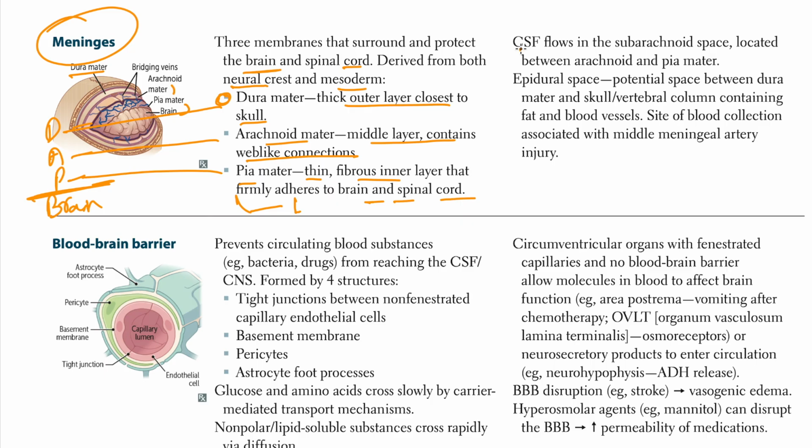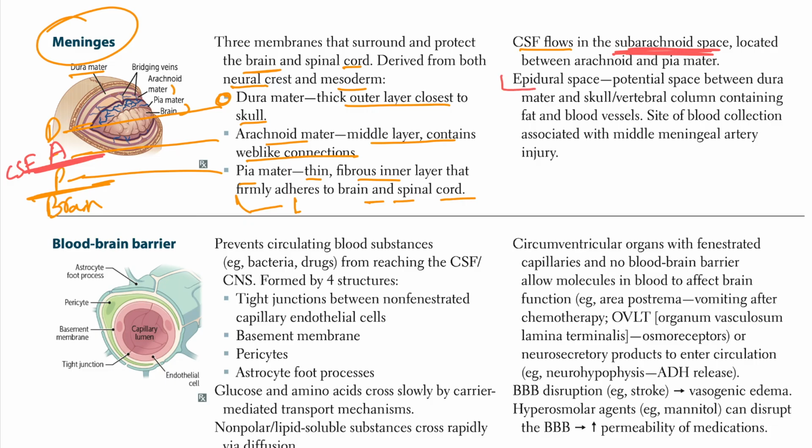CSF, where does it flow? CSF flows in the subarachnoid space. Below the arachnoid is here. It's called the subarachnoid space. Look at it, between the arachnoid and the pia mater right here. PAD, and this is the subarachnoid. This is CSF.